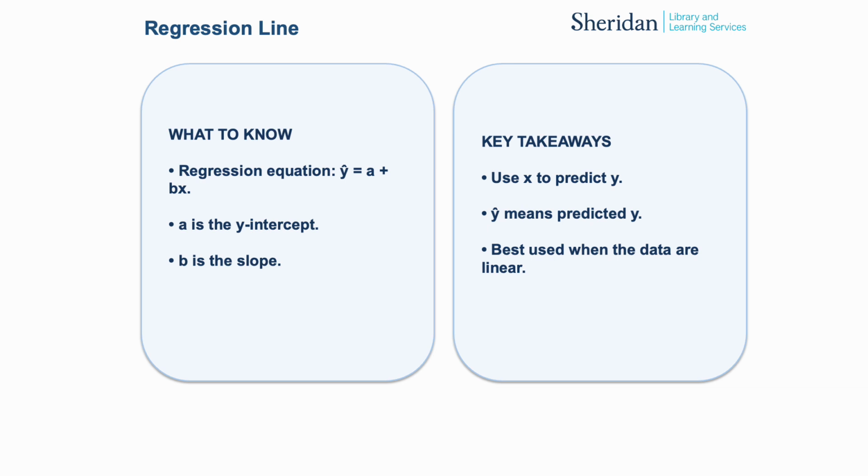To summarize this slide, regression helps us predict one variable using another. The equation is y hat equal to a plus bx. The intercept tells us the predicted value when x equals 0. The slope tells us how much y hat changes for every 1 unit increase in x. And finally, remember the regression provides an estimate, not an exact answer.